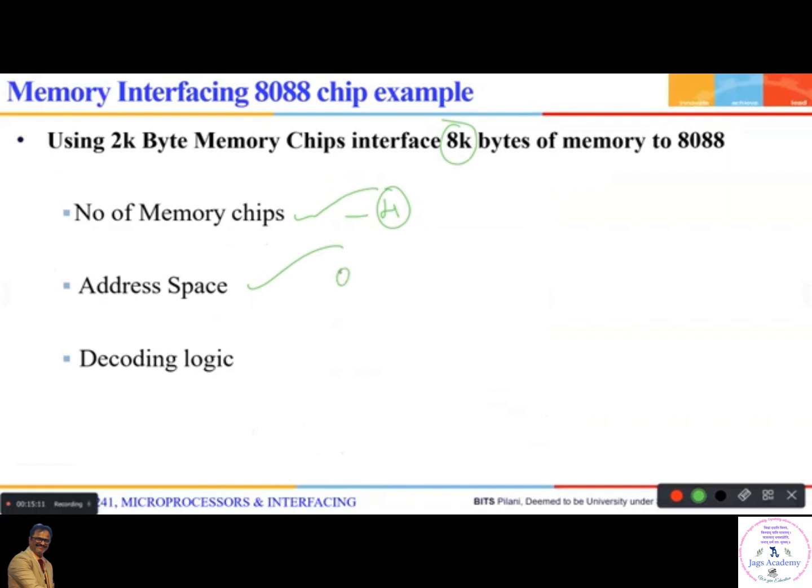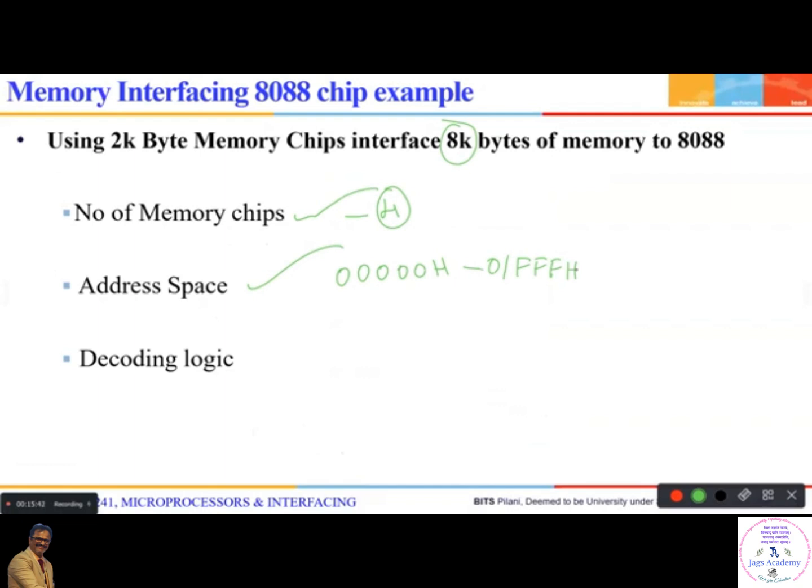Suppose I assume my starting address to be 0000H, what is the ending address for 8K memory? Are you sure? Come on. 8 KB is how much? 2 to the power of how much? 2 to the power of 13, right? Okay, correct. All of you know how to do this.